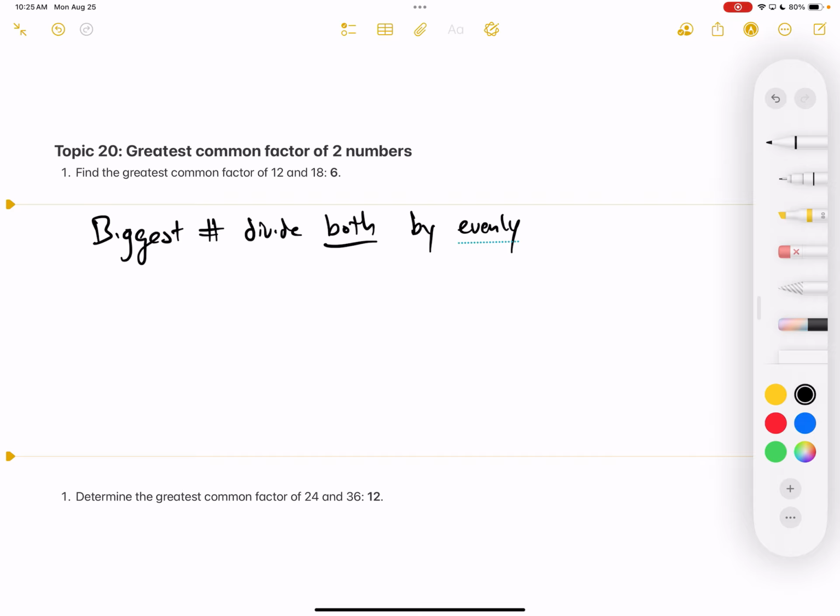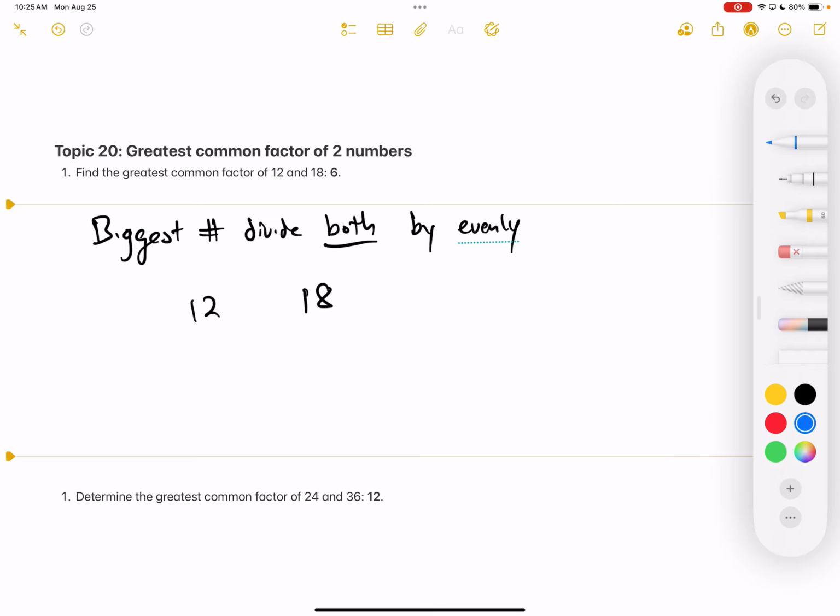So this one is 12 and 18. The biggest number you can divide both of these by, we have the answer right there, is 6. There is a way to do this. I don't really like it because most of y'all can just think about this. There are two different ways to do it here.